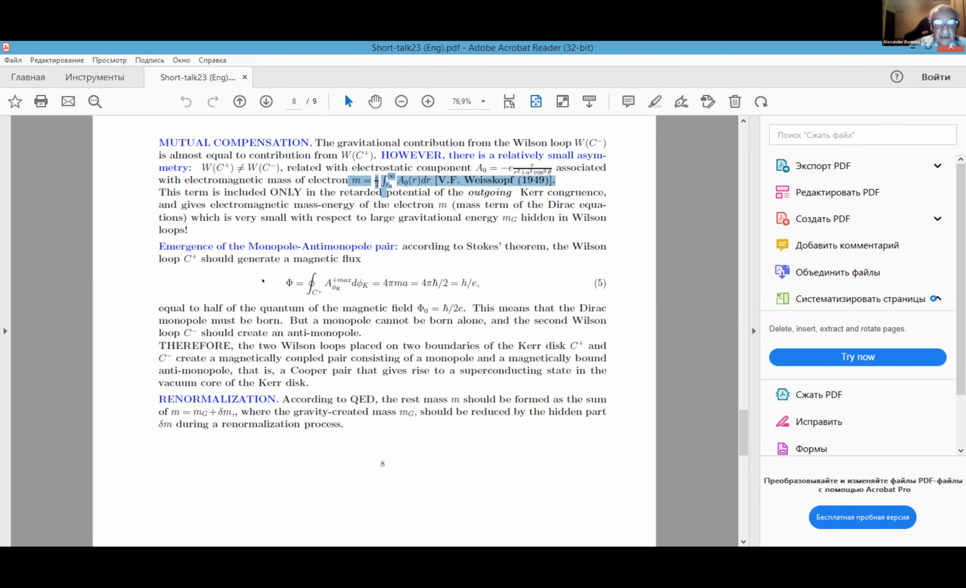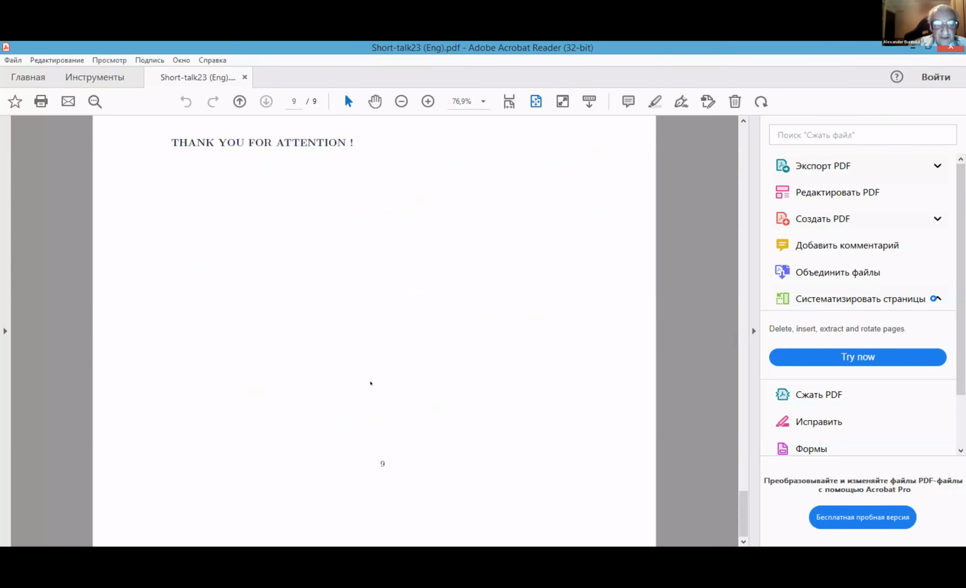Renormalization, like the usual one considered in quantum electrodynamics. According to quantum electrodynamics, the rest mass should be formed as the sum of an unknown, very big expression which is diverging. A diverging expression corresponds to gravity-created mass. It should be reduced by the hidden part during the renormalization process. So, that's all. Thank you for attention.